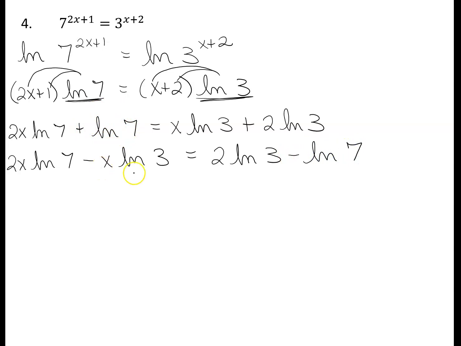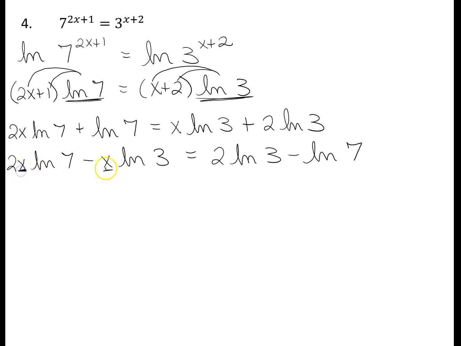So again, on that step, I want the x terms on one side. So here's an x, here's an x. And I want the non-x terms on the other side. So I left this one and I moved the log 7. Basically, I moved log 7 to the right and I moved x log 3 to the left. And it changes signs when you move it from one side to the other.